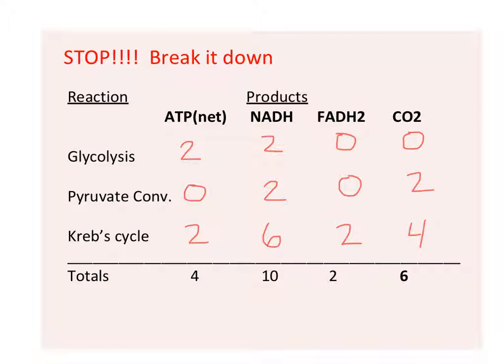So we're done with all of this stuff. We're not going to make any more NADH, any more FADH2s, or any more CO2s. We do have a lot more. We have 28 ATPs to be made in the electron transport chain, and we still need to make our final product of 6 H2Os or 6 water molecules that will also be produced in the electron transport chain.